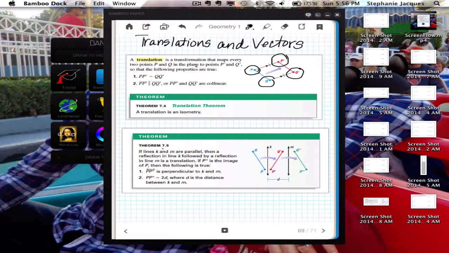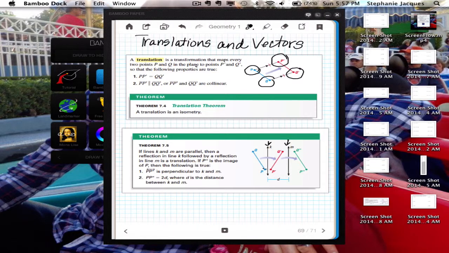Okay, let's look at theorem 7.5. If lines K and M are parallel, so we have line K here and line M there, then a reflection in line K, so we're starting with QP and you reflect it over K, and then followed by a reflection over M, it becomes a translation from QP to Q double prime P double prime. If P double prime is the image of P, then the following is true. So you have P to P prime is perpendicular to K and M.